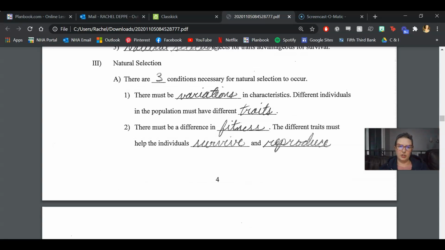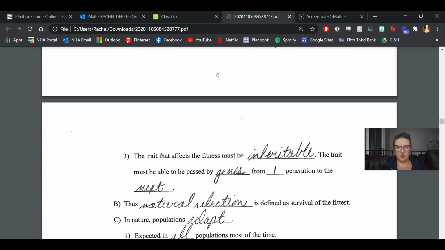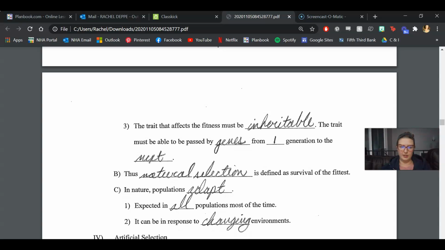All right, natural selection. There are 3 conditions necessary for natural selection to occur. There must be variations in characteristics. Different individuals in the population must have different traits. There must be a difference in fitness. The different traits must help individuals survive and reproduce. The trait that affects the fitness must be inheritable, and the trait must be able to be passed by genes from one generation to the next. Thus, natural selection is defined as survival of the fittest.